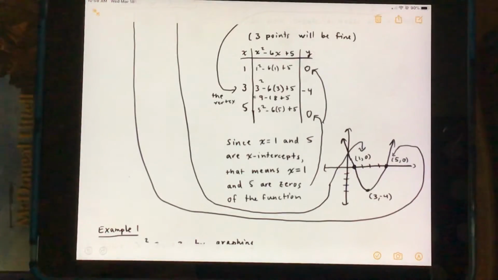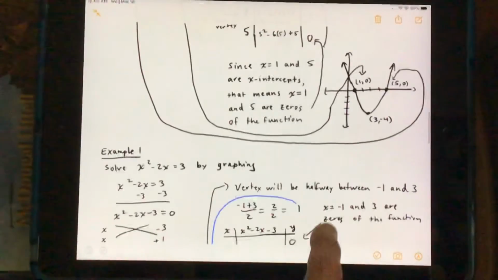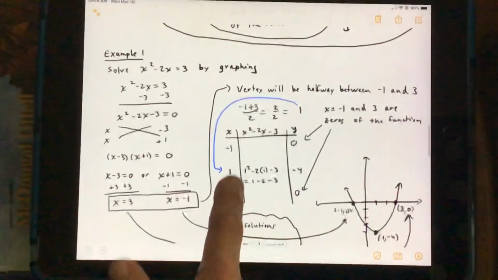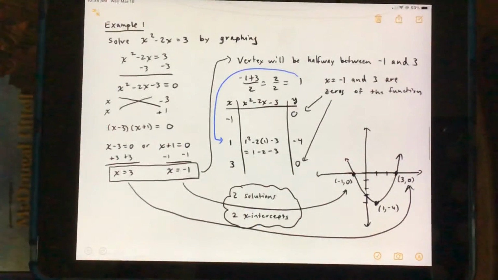So that means that we can look at our graph now and notice that the solutions to the quadratic equation must be 1 and 5, because (1, 0) and (5, 0) are the x-intercepts for this graph. We'll do one more example together. That's example 1, and it's going to be the same process.